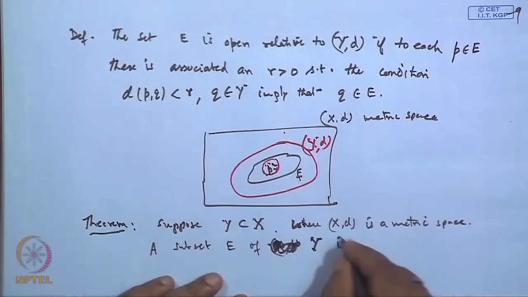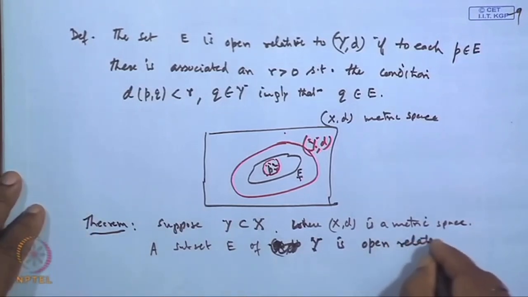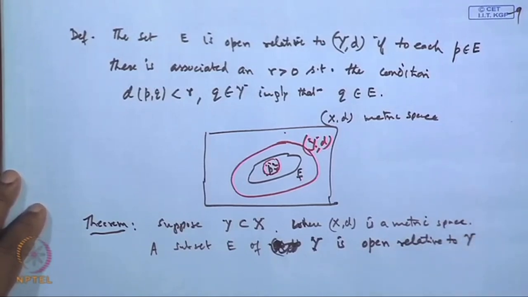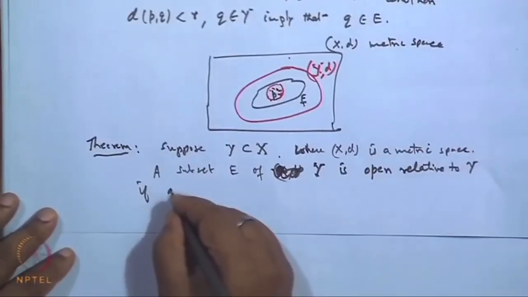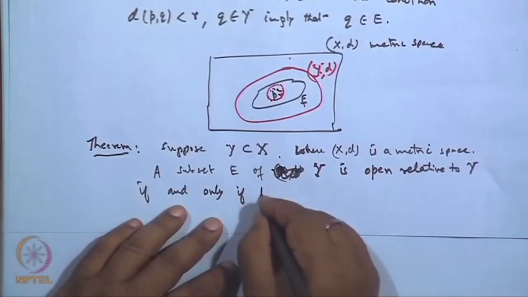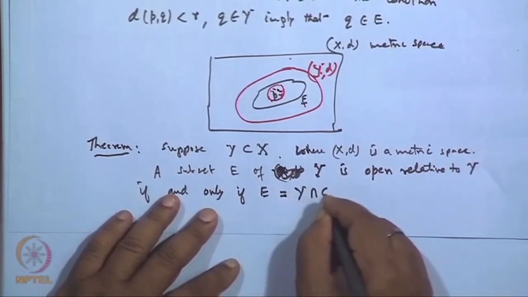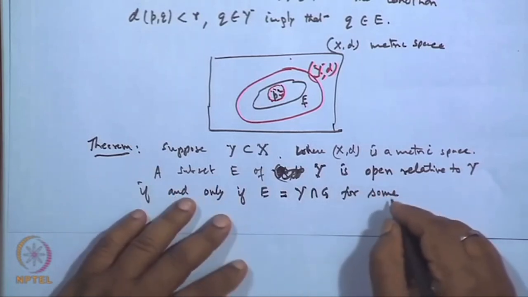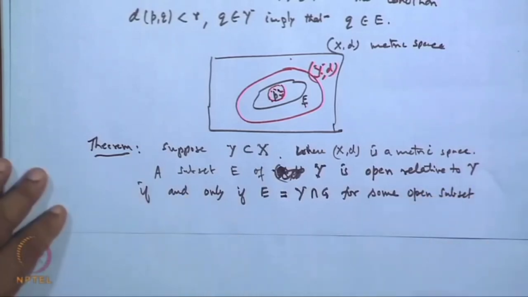A subset E of Y is open relative to Y if and only if E can be expressed as Y intersection G for some open subset G of X.